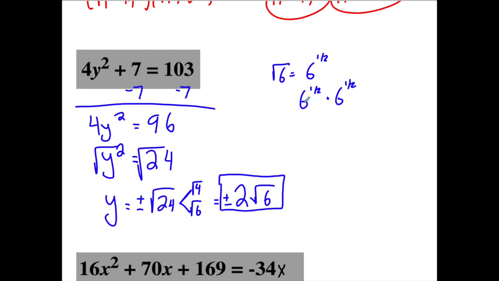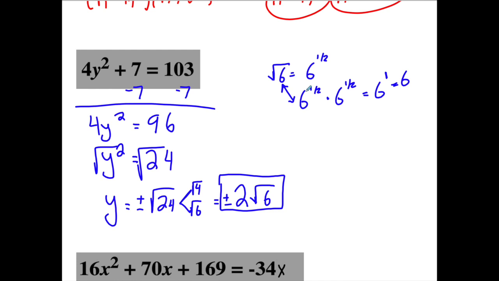Well, look, when you multiply and the bases are the same, you add the exponents. 1/2 plus 1/2 is 1. But 6 to the 1 is equal to 6. So this is a number that when you multiply it by itself, gives you 6. But that's what the square root of 6 is. So basically, there's got to be some kind of connection there, right?